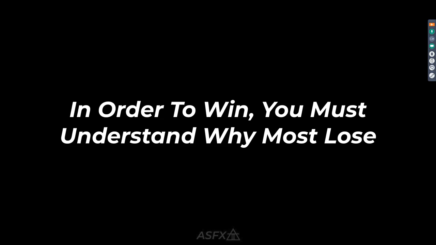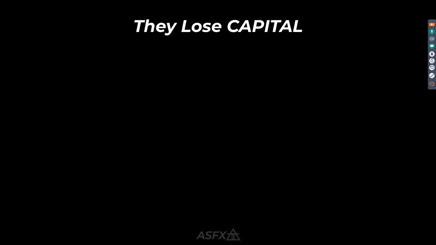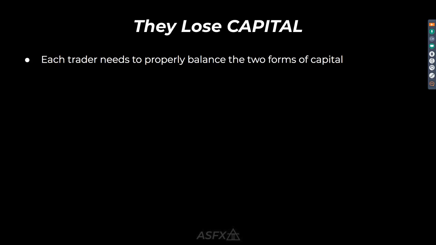So in order to win, we all understand that you have to be able to understand why most people lose. In order to really be confident in what you're doing, I think you have to see both sides of the coin. So there are two reasons why people lose. They're both rooted in the same word, capital. And I know you're going to say, Austin, that's corny. Of course they lose capital, right? They lose money. But there's two forms of capital that are really important.